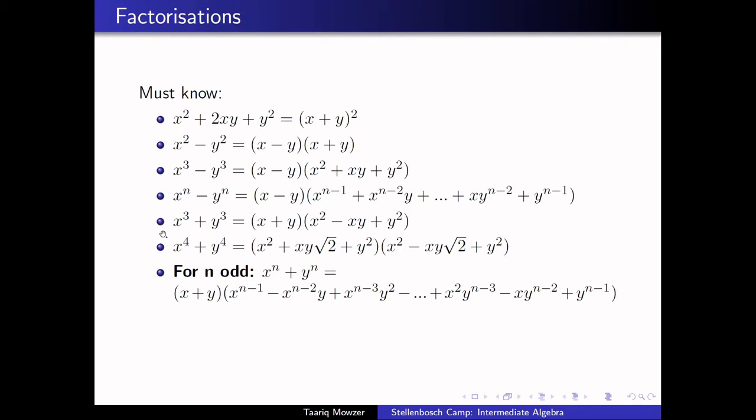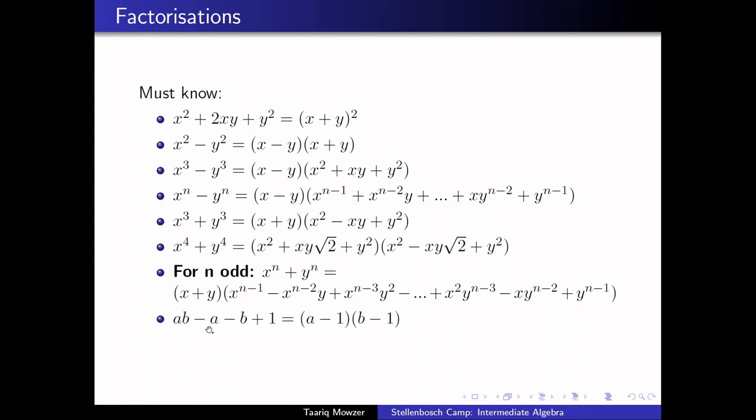So that's why we have this special factorization for when n is 4, which you can use. When n is odd, you'll use this one. You'll notice there's no x squared plus y squared. The reason why there's no factorization for that is because there isn't one, in the real numbers at least. But you'll maybe learn more about that in seniors.